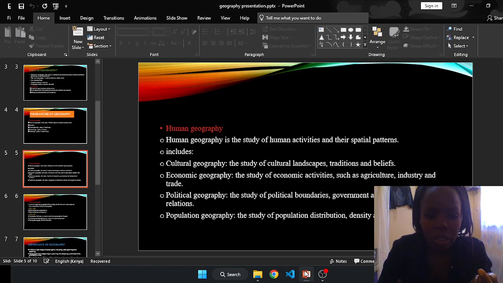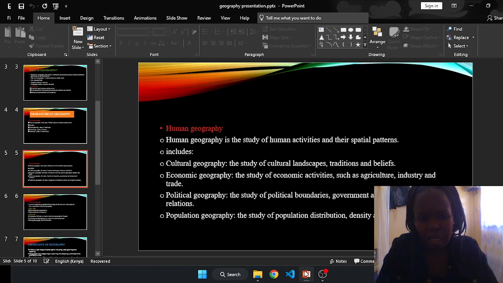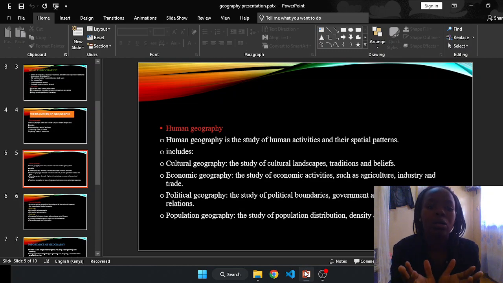After that, we are going to tackle population geography. First of all, what is population geography? Population geography is the study of population distribution, density, and migration pattern. It helps us to identify the population in the country and in the world through the census. We have to know those who are dead, those who are alive, and those who are born. So population geography falls under there. What I've just explained includes the examples of human geography.